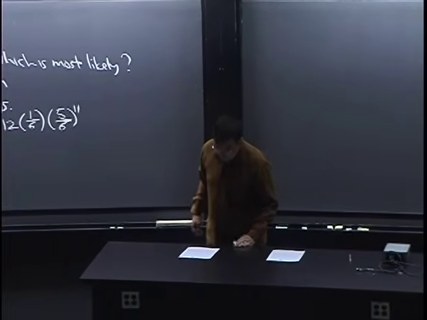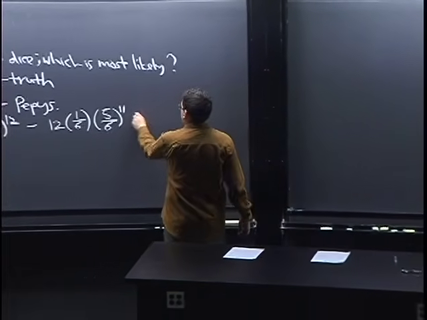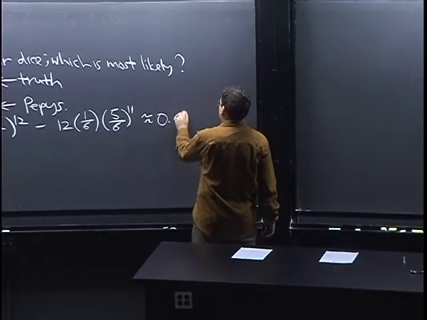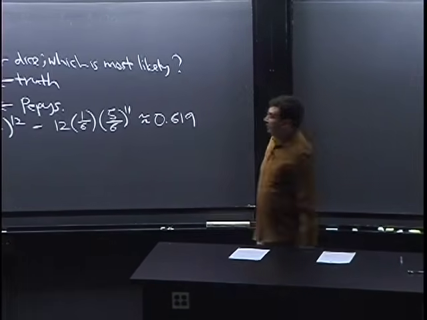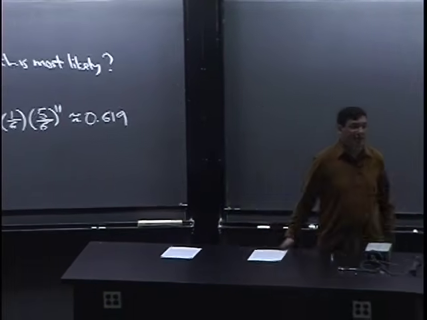And this works out, if you compute this with a calculator, this is 0.619. So this is a bit less likely, 5% less likely. Lastly, let's do P of C.